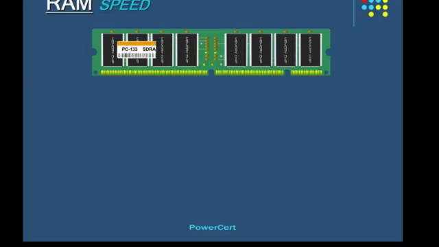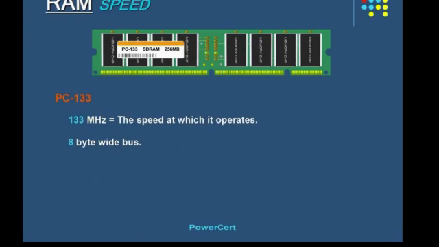So for an SDRAM module labeled PC133, you multiply 133 by 8 bytes, which equals 1066. So the total bandwidth for PC133 equals 1066 megabytes per second.